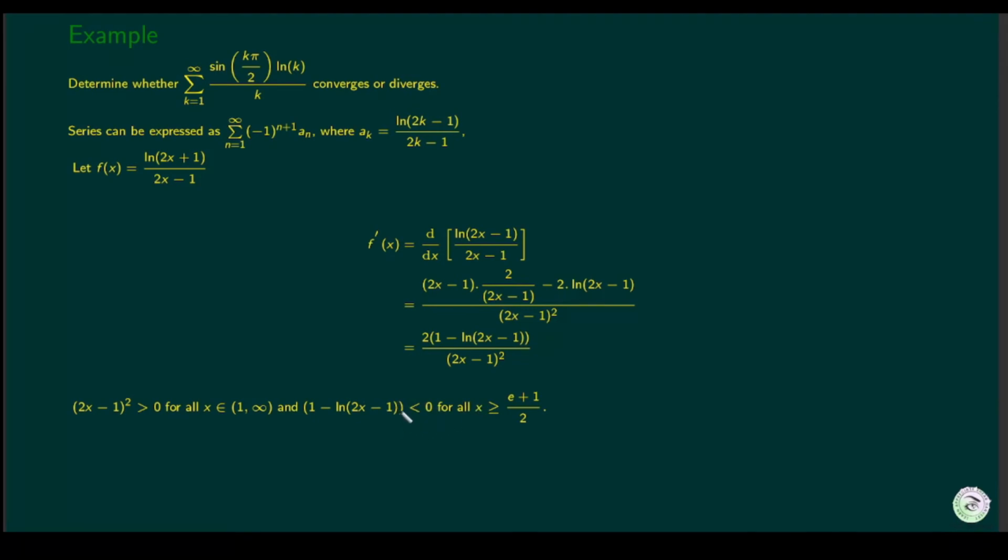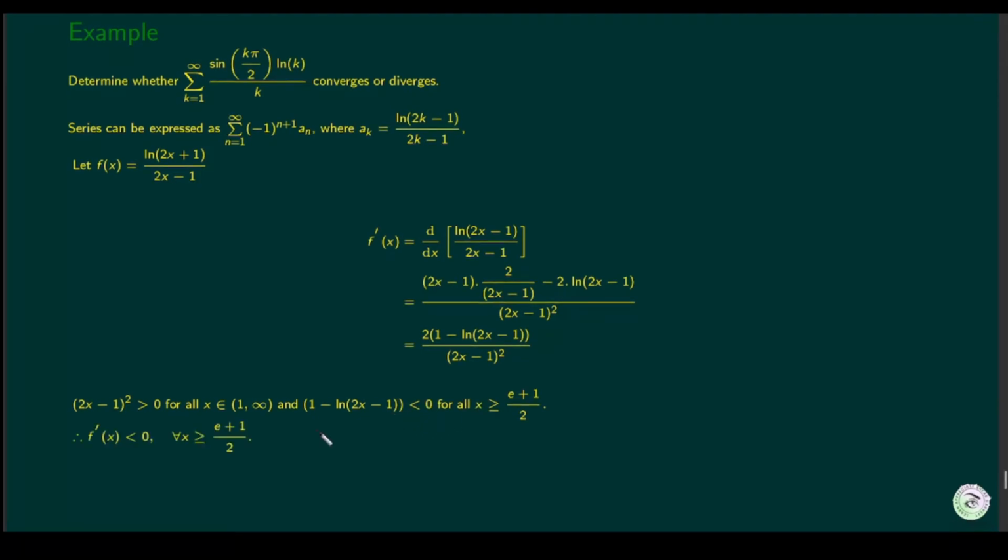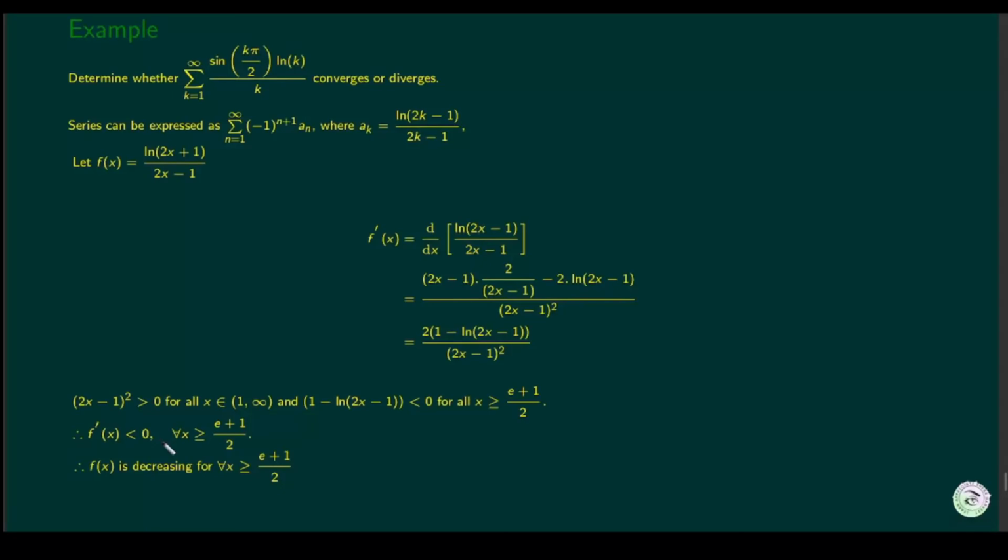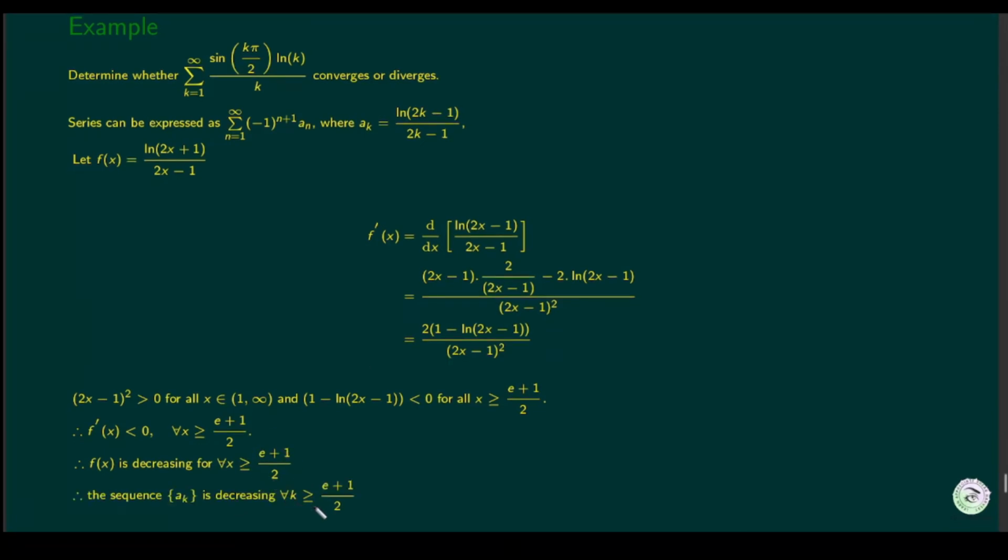Okay, so because of that we can say f dash is negative for these x values. Because this is negative and this is positive, it's decreasing for all x here. Then the sequence is also decreasing for k greater than this value. Okay, all k bigger than this value is fine, because I said if the condition holds for the tail, it works.